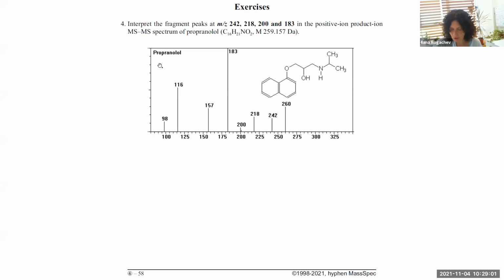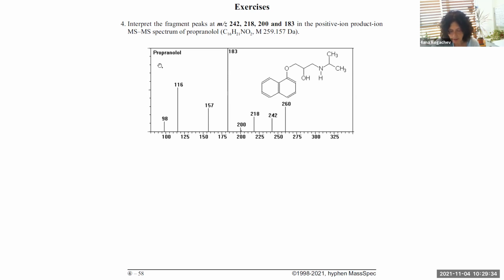242 is loss of water from the OH group. 218 is a loss of C3 from the right of the nitrogen. We have two small peaks, 201 to the right from 200. This is cleavage of the CN bond to the left of N, and the nitrogen is going as a neutral loss, and the charge is remaining on the left part of the molecule.